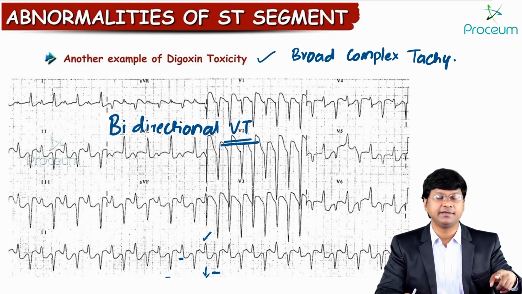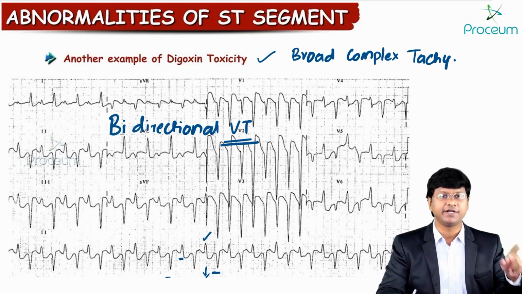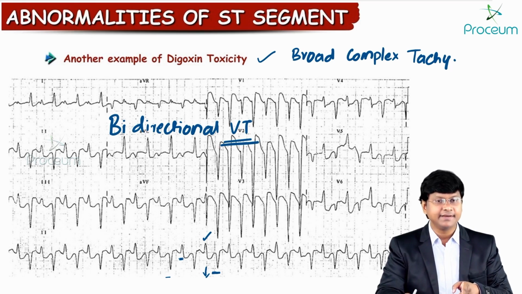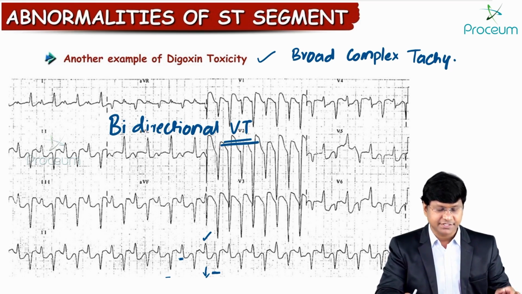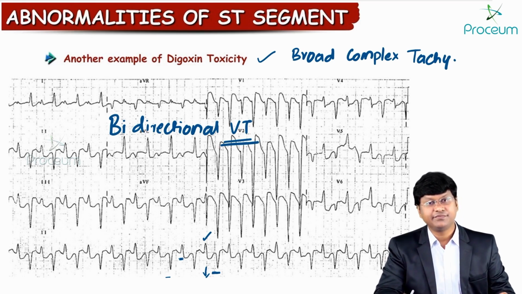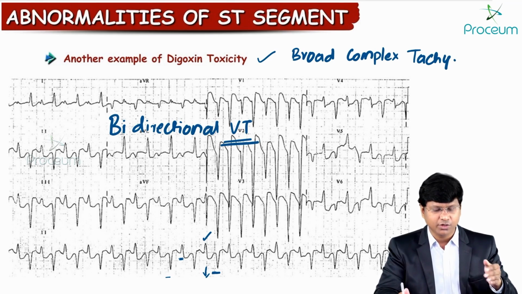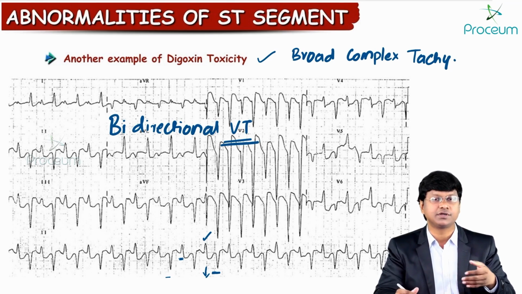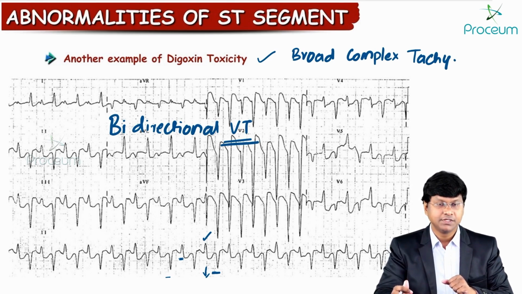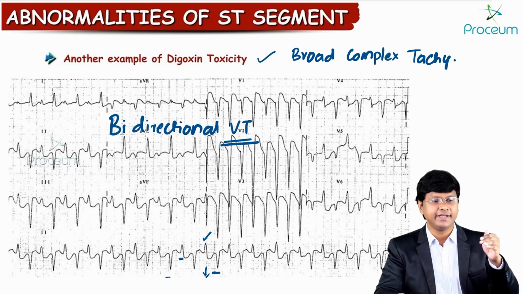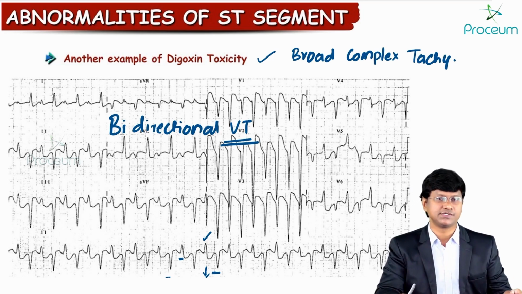One of the most common arrhythmias in digoxin toxicity is ventricular bigeminy. The other important arrhythmia that can be seen in patients with digoxin toxicity is VT, and the individual can have a bidirectional VT. After the digoxin effect, I wanted to show you some ECGs of digoxin toxicity as well, so I can tell you the difference between digoxin effect and digoxin toxicity.